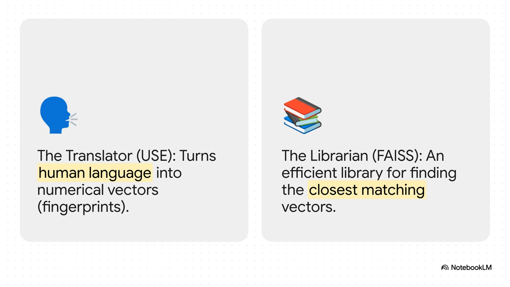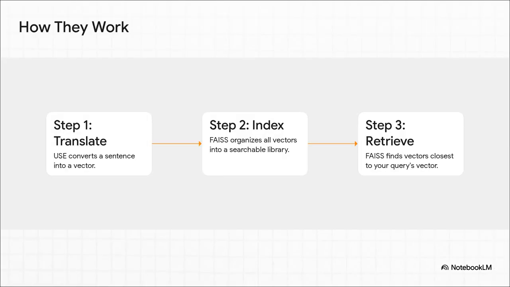Then you've got FAISS, which stands for Facebook AI Similarity Search. FAISS is our super fast librarian. It takes all those fingerprints and organizes them into a library so it can find the closest match to what you're looking for in a flash. And when they work together, the process is actually beautiful in its simplicity. So first, USE translates your search query into its own vector. Then FAISS takes that vector and zips through its massive pre-sorted index to retrieve the vectors that are the closest mathematical cousins. And boom, those matches are your search results.